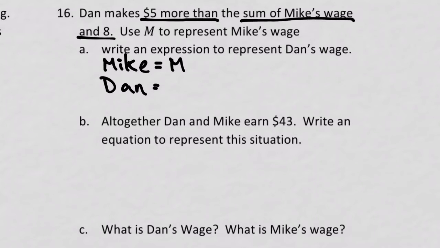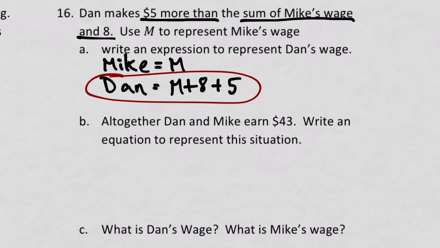So whatever Mike's wages are, the sum of Mike's wages and 8, but he makes $5 more than that. So actually Dan is M plus 8 plus 5, or M plus 5 plus 8, doesn't matter. But it's the sum of M plus 8 plus another 5 on top of that. There's Dan's wages. That's the answer to part A.